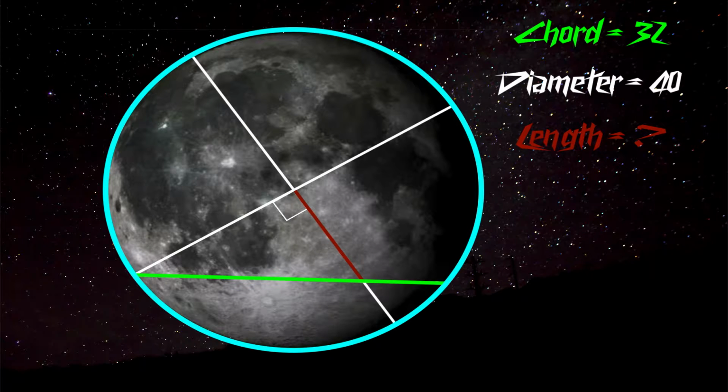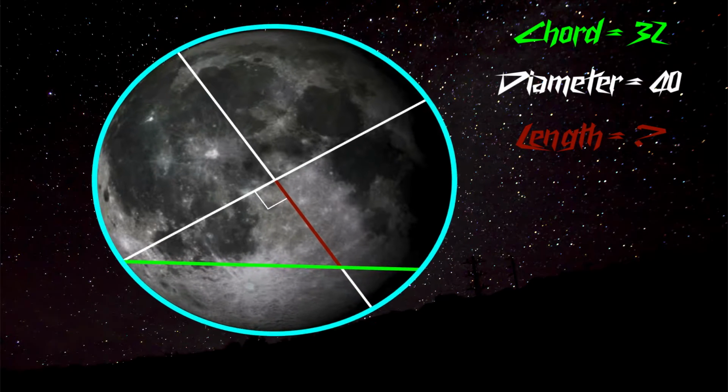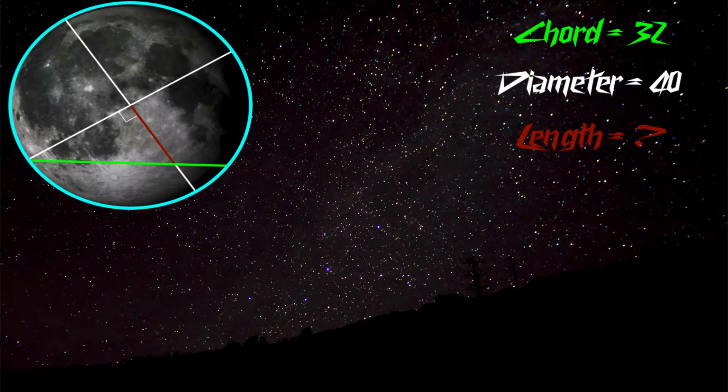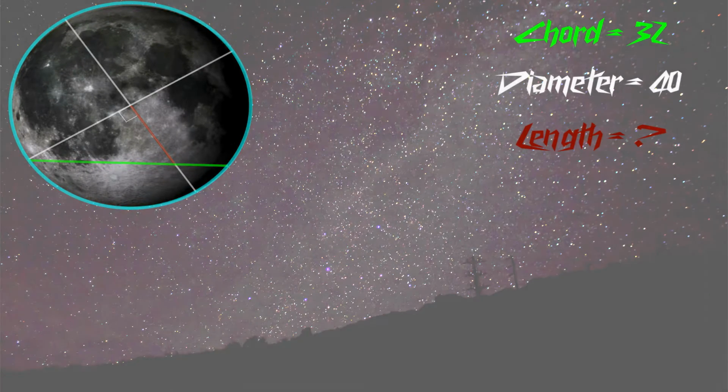We just need to figure out the length of the red line segment that's defined by the green chord of length 32 and one of the white diameters of length 40. One thing I don't like about this problem is it's a little hard to get started, but once you get started, it's kind of fun. So maybe right off the bat, it's a good time to use a hint.